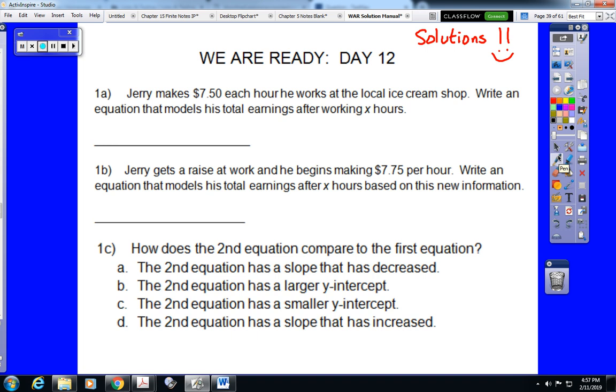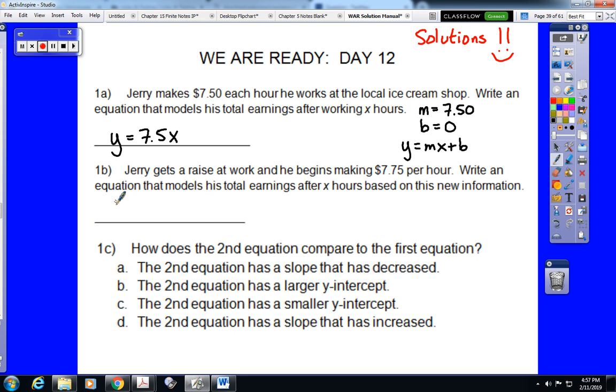It says Jerry makes $7.50 each hour he works at a local ice cream shop. Write an equation that models his total earnings after working X hours. Now notice it does not say that he has a base salary, he's only got this hourly salary. So we have a slope of 7.50 and an intercept of nothing. And we're supposed to be writing an equation in y equals mx plus b form. So in this case that would be his earnings, y, equals 7.5x plus 0, or just 7.5x.